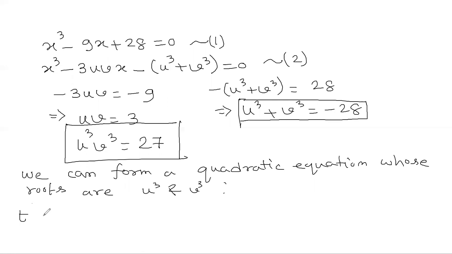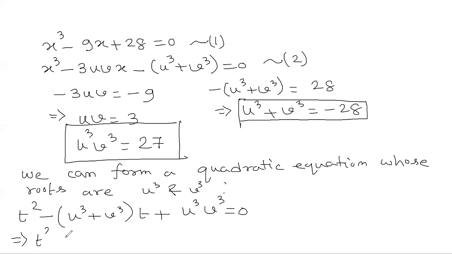So t square minus the sum of the two roots times t plus u cube into v cube, that is equal to 0, right? So now you see, what is our u cube plus v cube? That is equal to minus 28. So you are getting plus 28t plus 27 equal to 0. So we are getting a quadratic equation which we can solve very easily. So it is t square plus 28t plus 27 equal to 0.